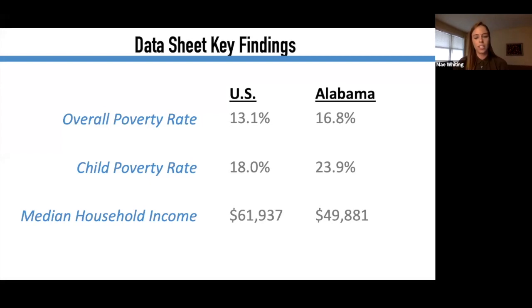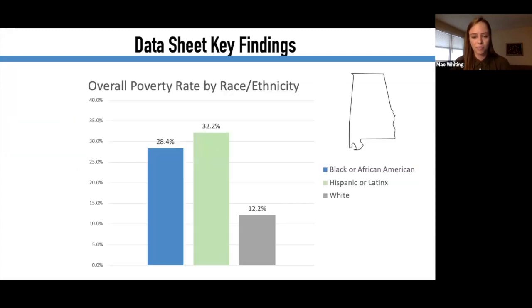And then another way to look at economic insecurity is to highlight income disparities by looking at median household income. So the national median household income is $61,937, while Alabama's median household income is about $12,000 less at $49,881. So if you can advance to the next slide, please.